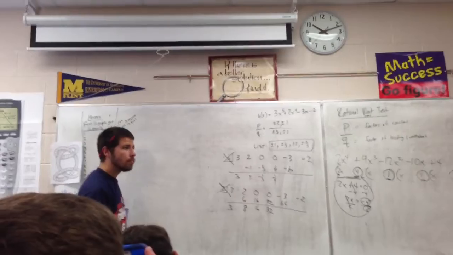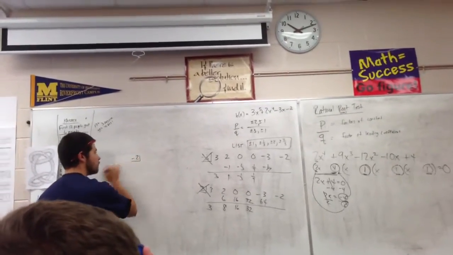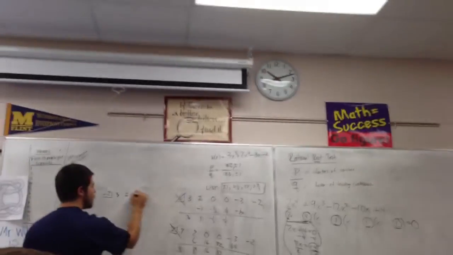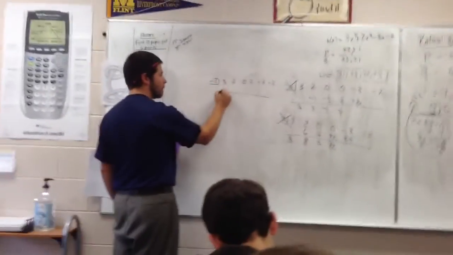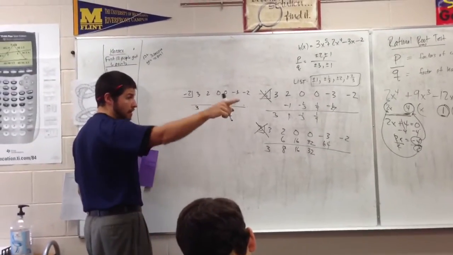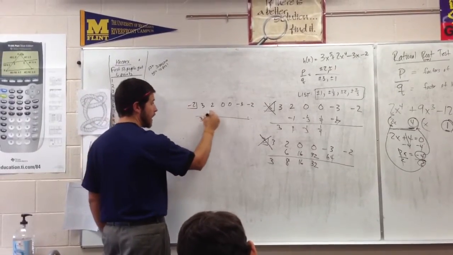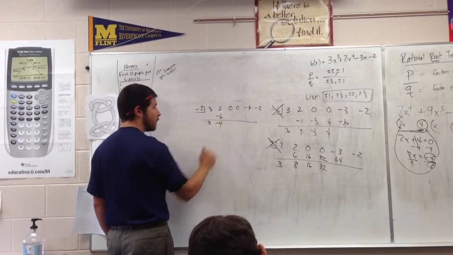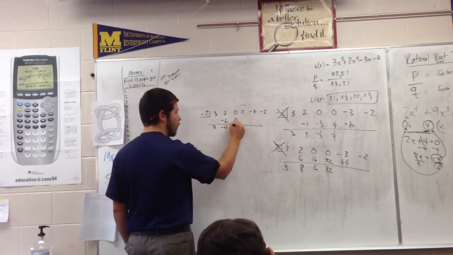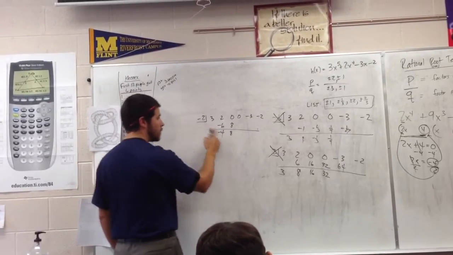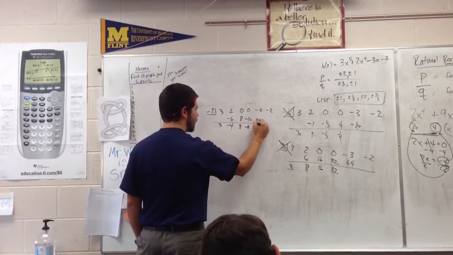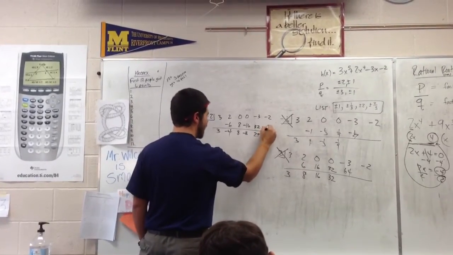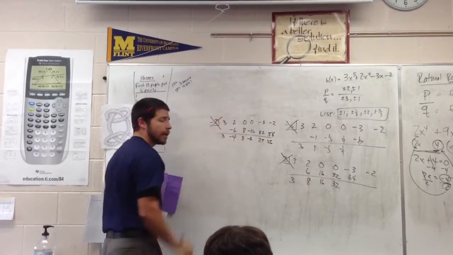Doesn't mean I'm wrong. Stogner, let's try negative. Just guess. 3, 2, 0, 0, negative 3, negative 2. Negative 2. First number, drop. I'm feeling good about this. Let's see. Negative 2 times 3 is negative 6. Add them up is negative 4. Negative 2 times negative 4 is 8. Add them up is 8. Negative 2 times 8 is negative 16. Add them up is negative 16. Not looking good, Stogner. Not going to work as a remainder.